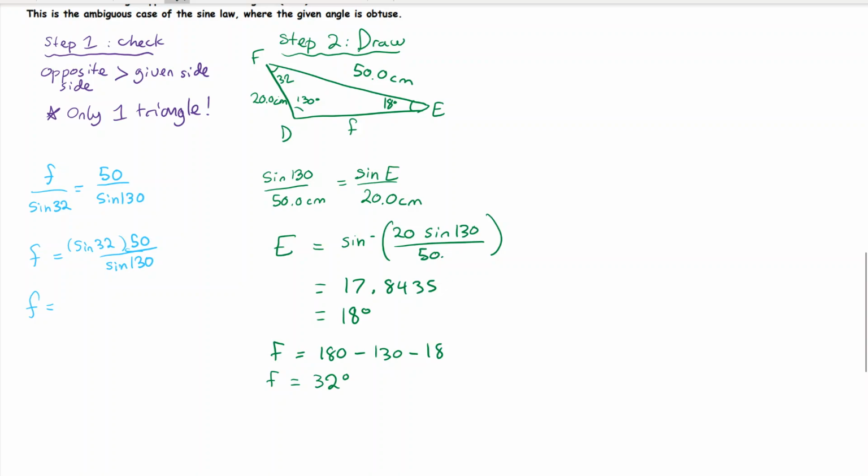So we're going to do 50 times the sine of 32, and we're dividing it by the sine of 130. So you'll get that side is equal to 34.5880, etc. And if I'm going to round that to one decimal place, I would round that to 34.6 centimeters. So now I know that f is equal to 34.6 centimeters, and there is nothing left to solve on that triangle.